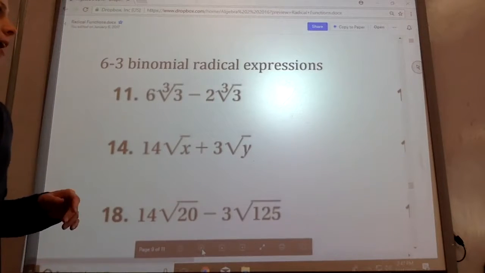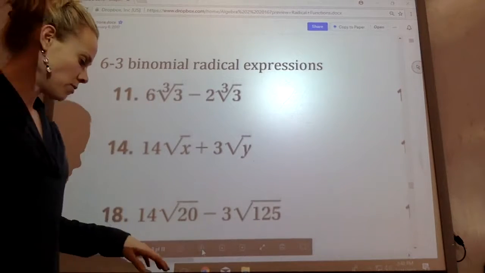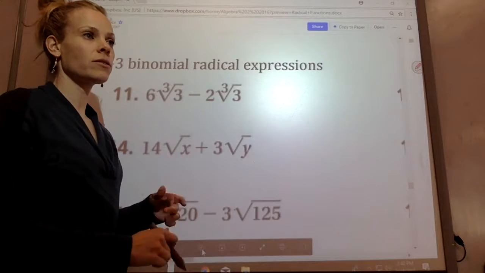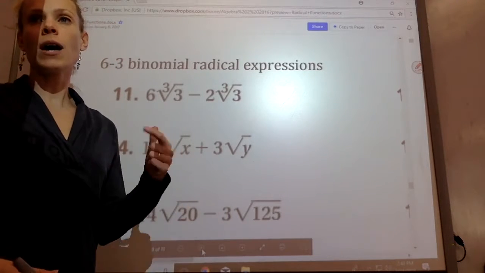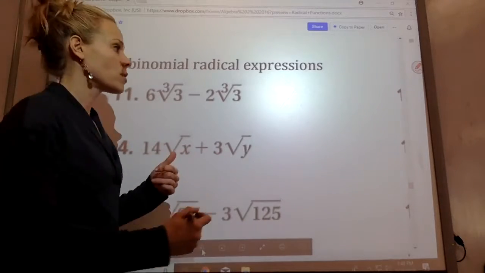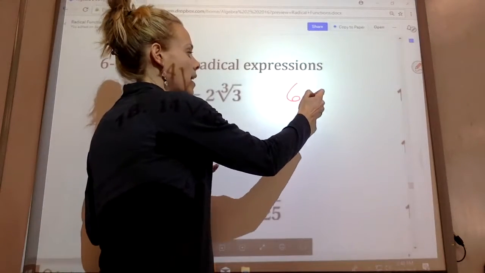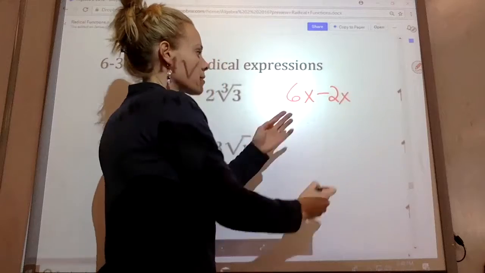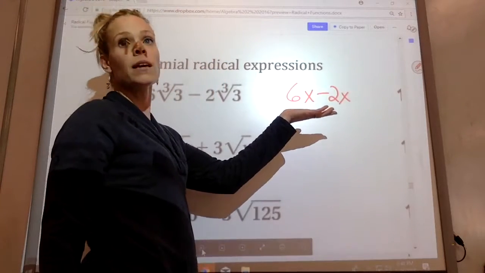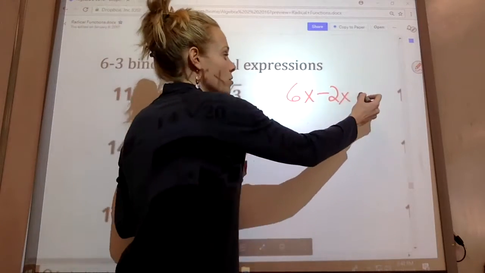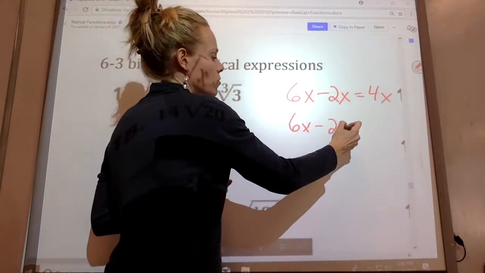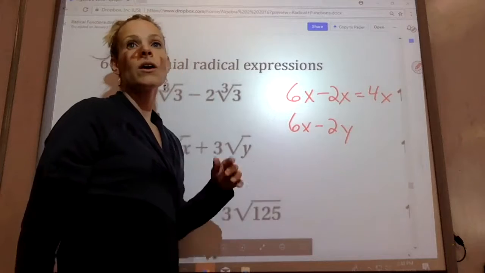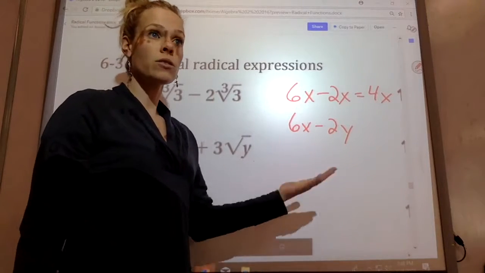All right, so when we are adding, subtracting radicals, you can think of adding, subtracting radicals just like you would any two terms. In order to add and subtract, you have to have like terms. So let's recall, if I had 6x minus 2x, can I subtract that? Yes, because they're like terms, and I would say 4x. What if I had 6x minus 2y? Could I subtract those? No, because they're not like terms.